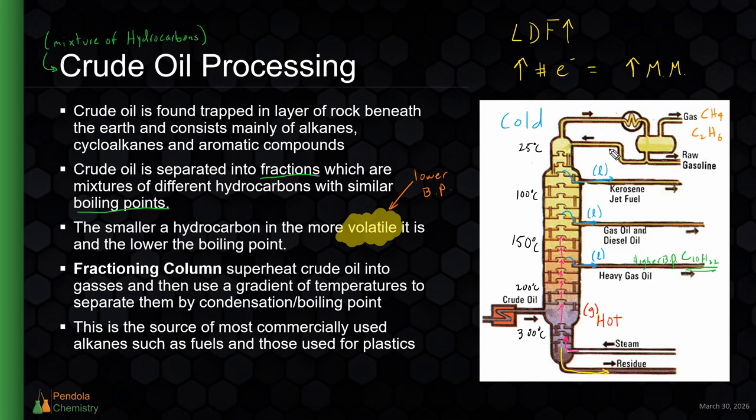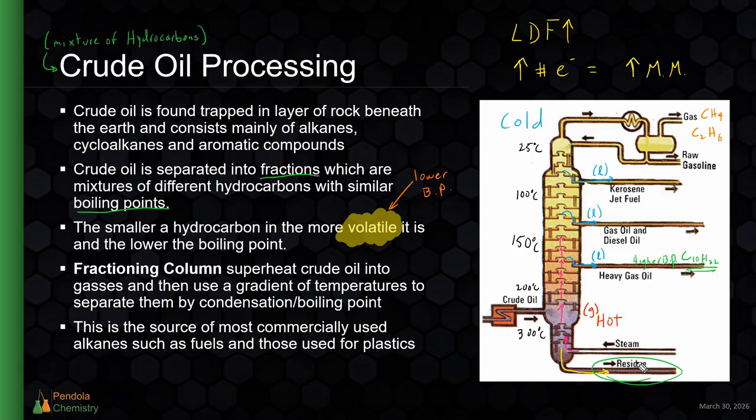And that's how fractioning works. This is where most of our commercially available alkanes come from. So the gas you pump into your car, the butane in your lighters, the jet fuel that we use to fly airplanes. Even this residue is going to be a lot of the alkanes that we use to make plastics, are going to come from there.